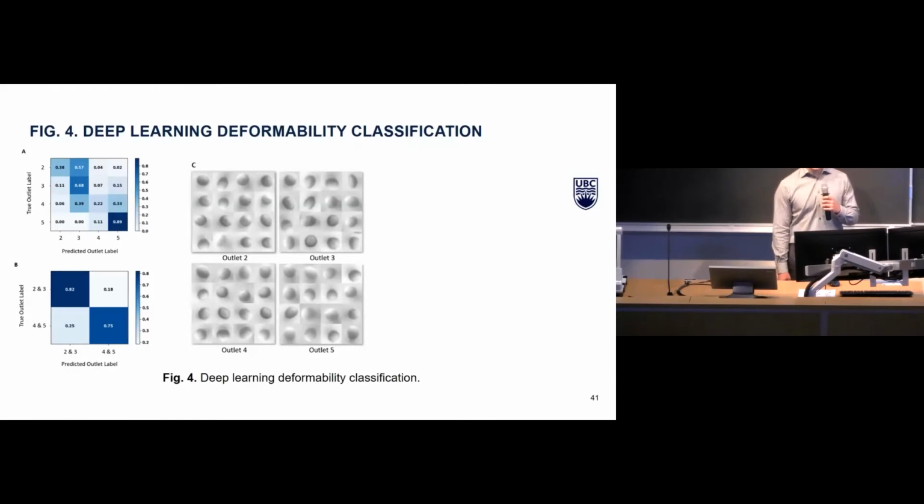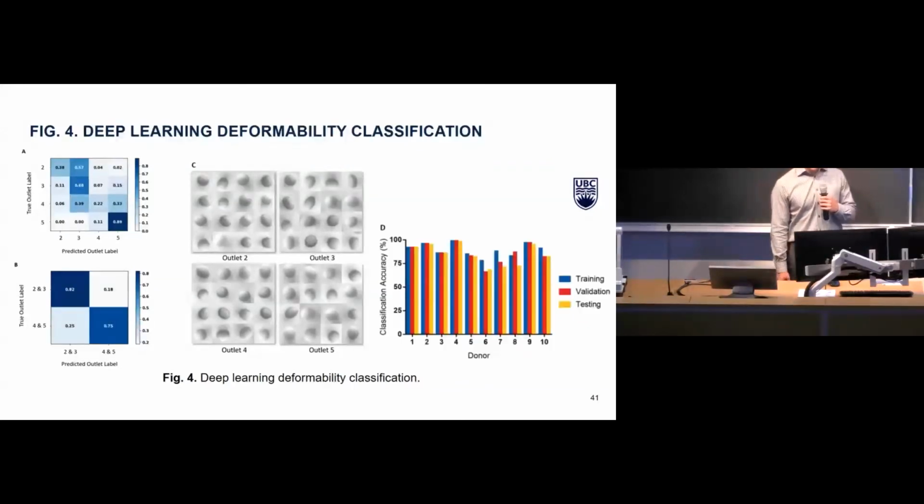In C, we see example images for outlets 2 to 5 for donor 6. We do not see any obvious visual differences in the red blood cells from these outlets, indicating that an expertly trained human eye wouldn't be able to identify deformability differences manually. And in image D here, we see image classification results for training, validation, and testing accuracies for all the donors, and we see good consistency across the 10 donors with roughly 80% accuracy across the board.